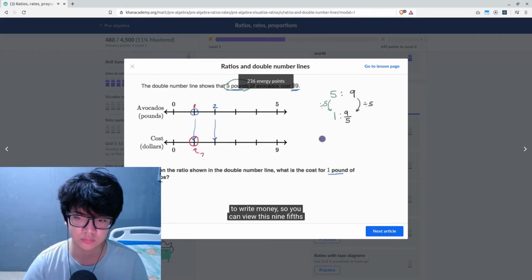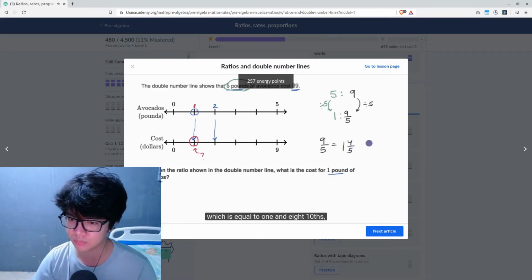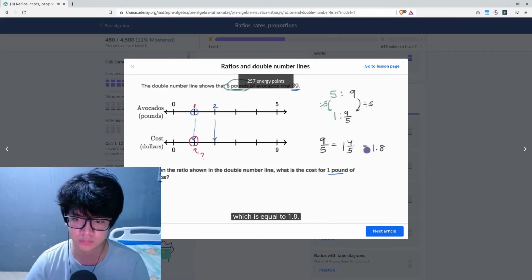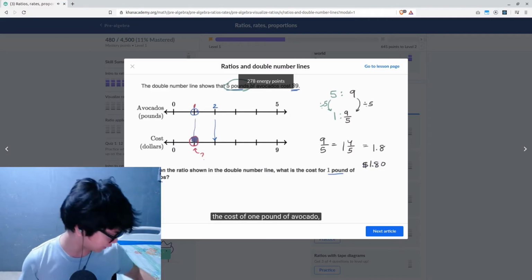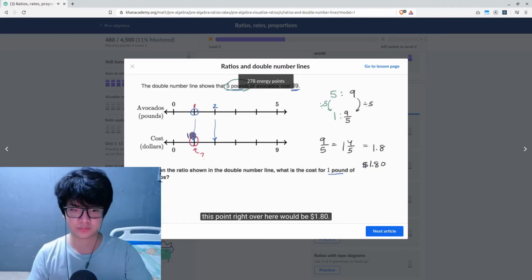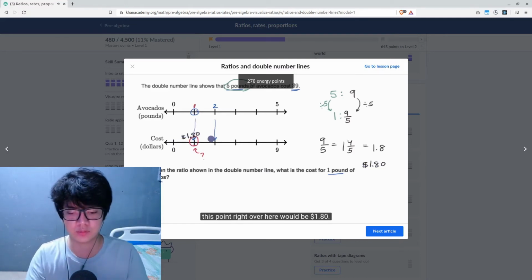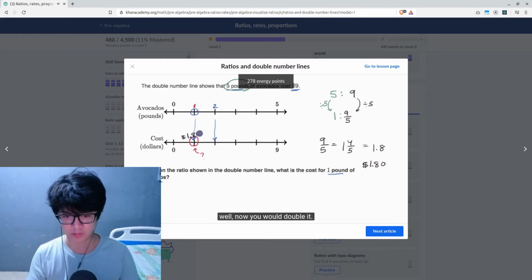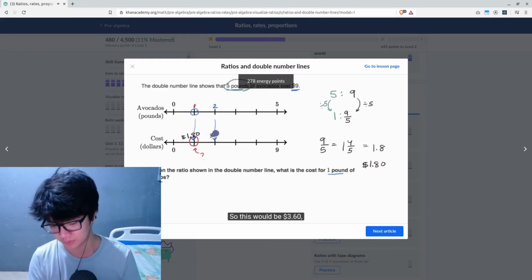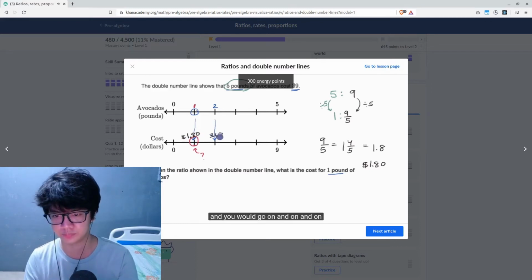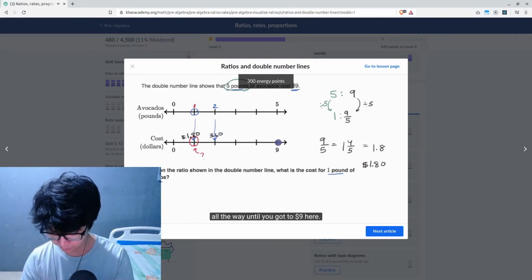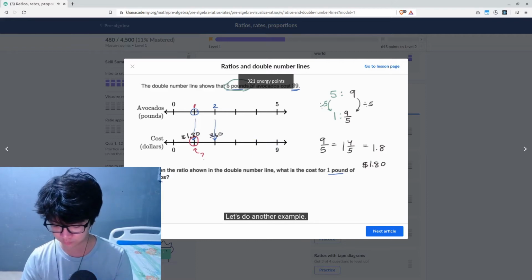So you could view this 9/5 as equal to 1 4/5, which is equal to 1 8/10, which is equal to 1.8, or you could say this is $1.80. So if you were to go on to this double number line, the cost of 1 pound of avocado, this point right over here would be $1.80. If you said 2 pounds of avocados, well, now you would double it. So this would be $3.60. And you would go on and on and on all the way until you got to $9 here. Let's do another example.